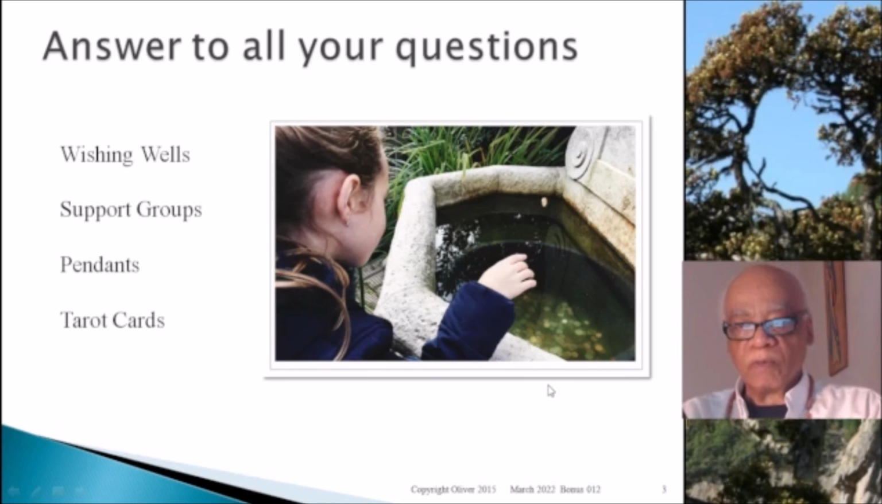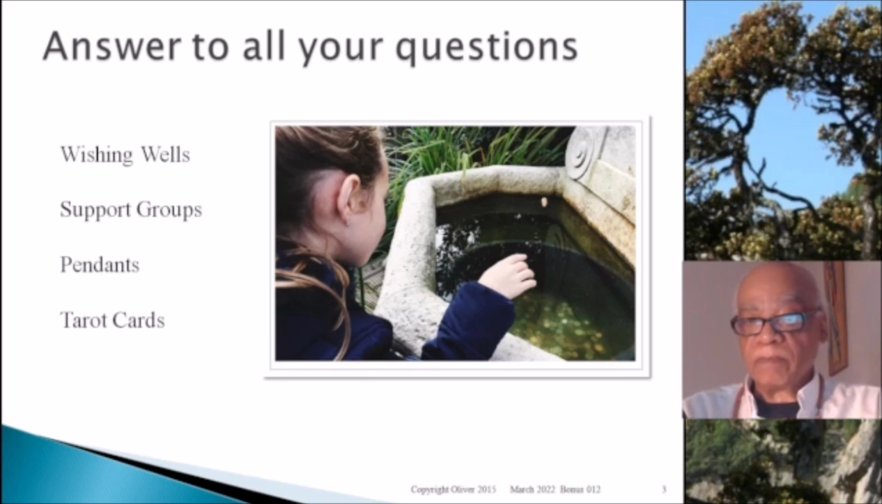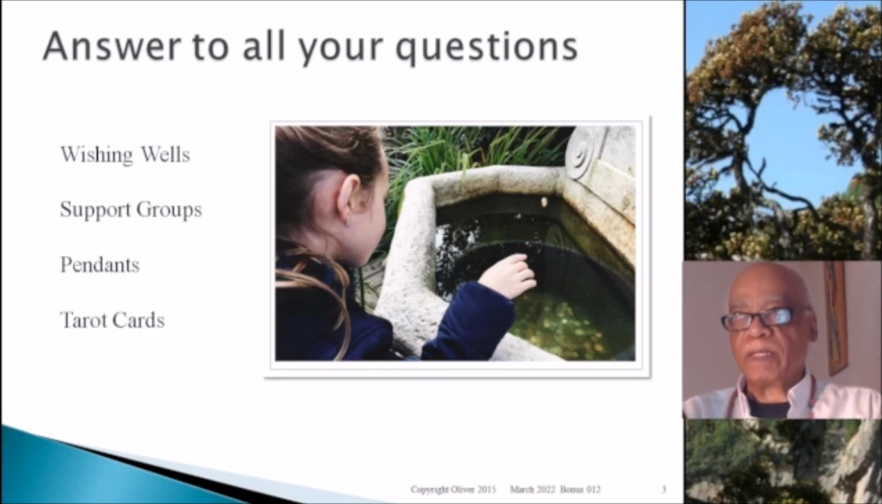People have used wishing wells. They've gone to support groups to get answers to questions and guidance. They've used pendants and tarot cards and I Ching, all of which I personally have used and found them, in one way or another, of benefit. But notice that they're very common and they go way, way back in history. And you yourself may have used a form of oracle to get answers to questions.